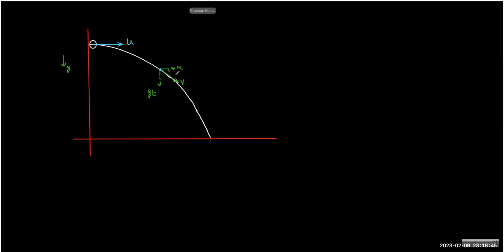And now if I say this angle is theta, so I know everything. I know tan theta. How to write tan theta? What is tan theta? Tell me. g t by u. g t by u. Done. Over. This is your tan theta.